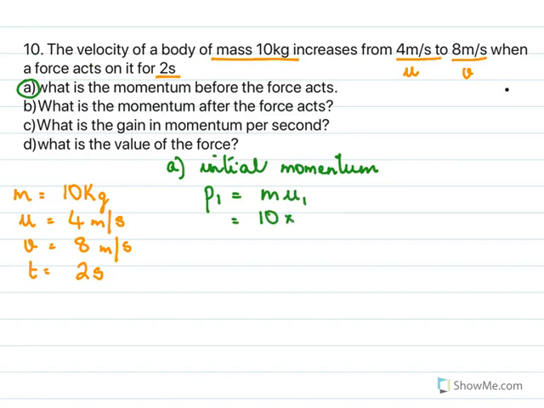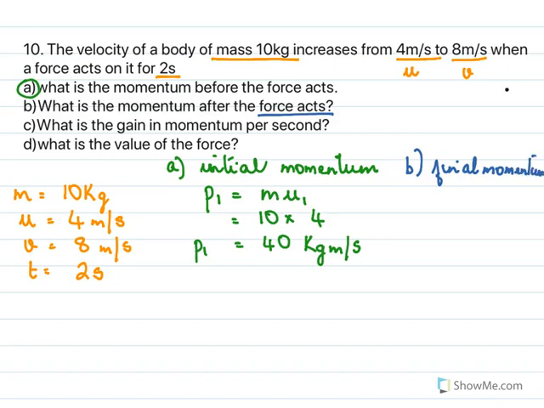So mass 10, initial velocity 4, so initial momentum will be 40 kg meter per second. Then next, what is the momentum after the force acts on it? So that is the final momentum. The final momentum, we call it P2, will be mass into final velocity, that is v. So 10 into 8 is 80 kg meter per second.